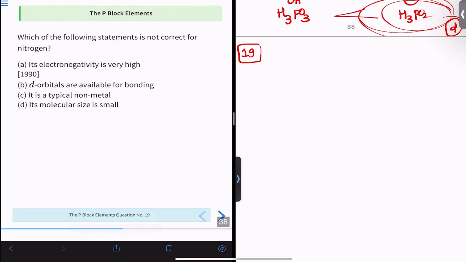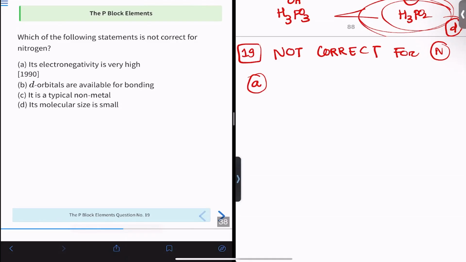Question number 19 says, which of the following statements is not correct for nitrogen? The first option is that its electronegativity is very high. Is nitrogen's electronegativity very high?